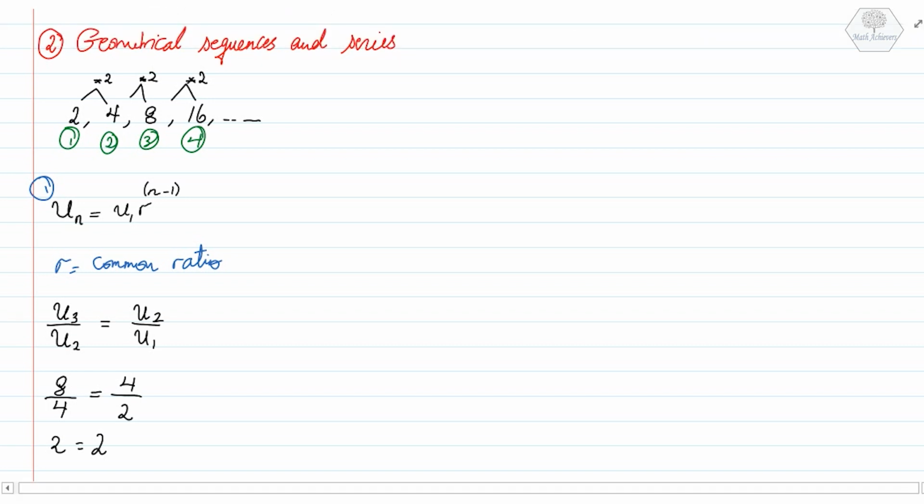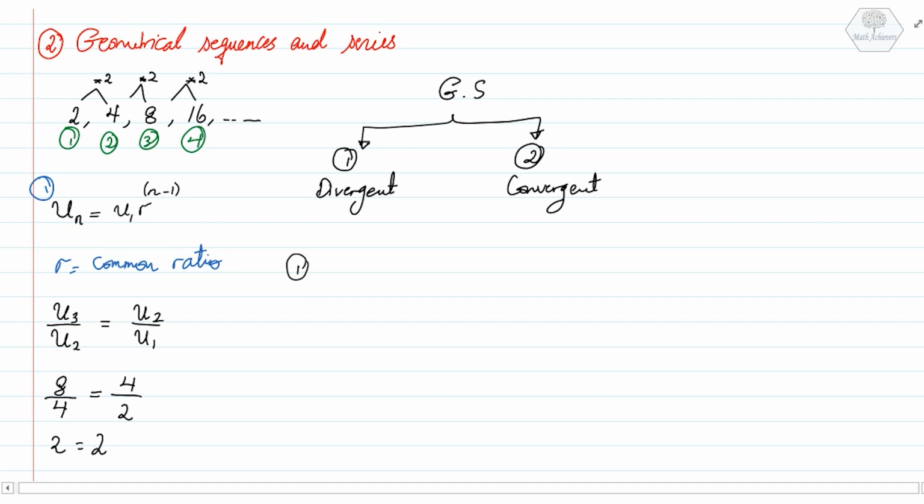Now, for the geometrical sequence and series, we have 2 types. The first type, we call the divergent sequence. We'll take an example. And the second type is a convergent sequence. Let's start with the divergent sequence.